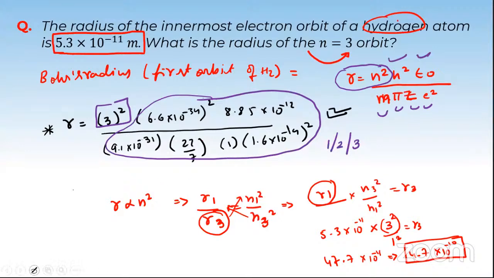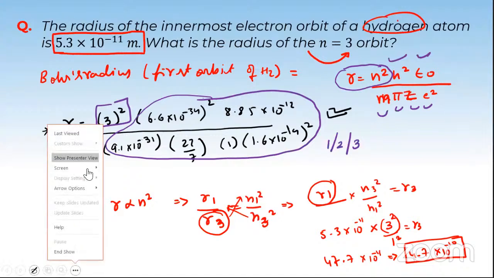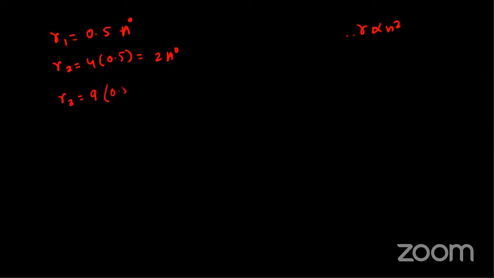I hope I'm clear, right? Not just this atom, we can calculate for any atom. Let me give an idea about the hydrogen atom. Hydrogen radius 1 is equal to 0.5 Angstrom. Radius 2 will be 4 times, because radius is proportional to n square, so 4 times 0.5 Angstrom, which is 2 Angstrom. For the third orbit, I'm rounding off 5.1 to 5. 3 square is 9, and 9 into 0.5 is 4.5 Angstrom.